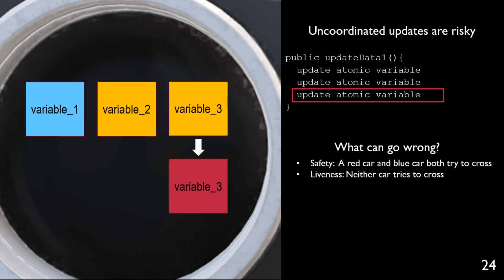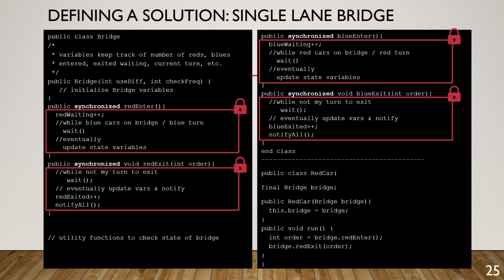There's also liveness concerns. Neither a red nor a blue car think they can go and no one gets to cross the bridge. And there's also fairness concerns. Suppose only ever red cars get to go and then blue cars might get road rage. So with the single-lane bridge problem, it's important that the bridge contains the shared data and manages these critical sections by synchronizing them so that all correlated variables are updated.